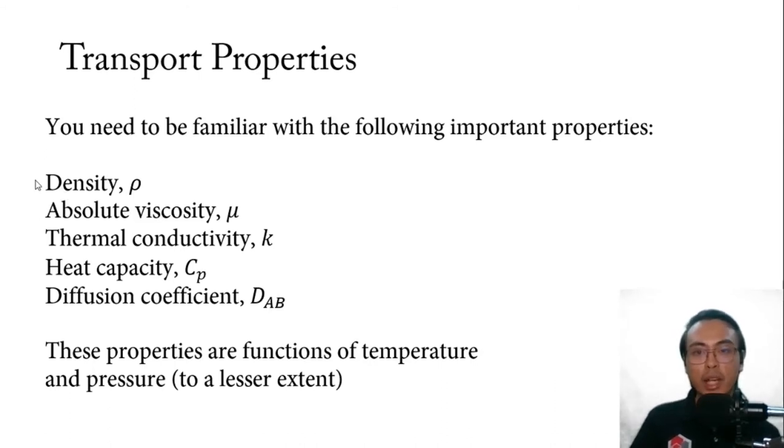Those are density, which is the ratio of mass over volume, absolute viscosity, or the measure of the resistance of the fluid to flow, thermal conductivity, K, heat capacity, Cp, and diffusion coefficient, DAB. Now, all of these properties are functions of temperature and pressure, but in most of our calculations, we will only be considering their dependence with temperature because some of these are less dependent to pressure.